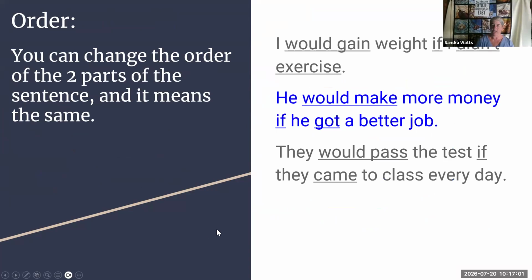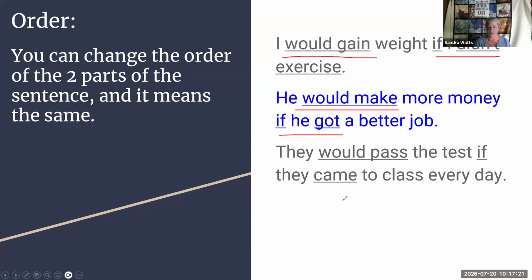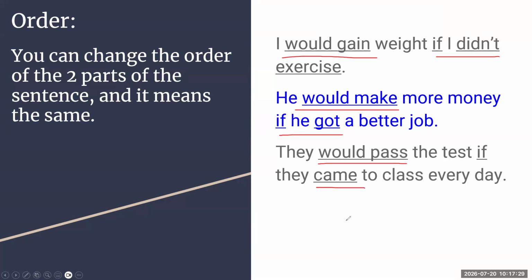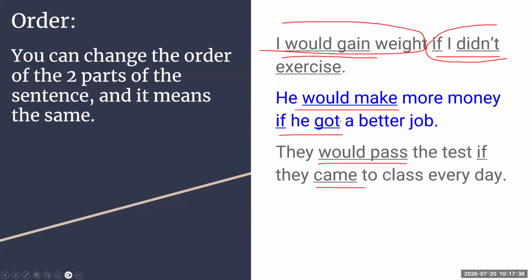Okay, same rule that we did in the if with present. You can change the order, and you can put the would part first and the if part second. Same meaning. I would gain weight if I didn't exercise. He would make more money if he got a better job. They would pass the test if they came to class. Same meaning. The if part happens first. The would part happens second, as far as cause and effect.